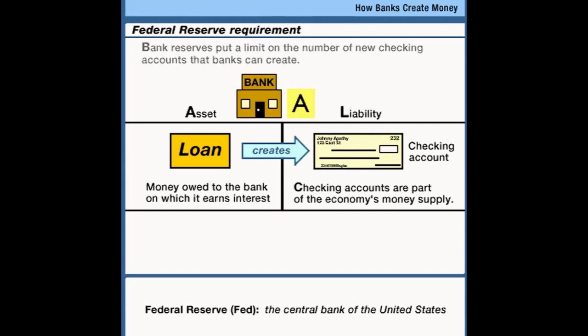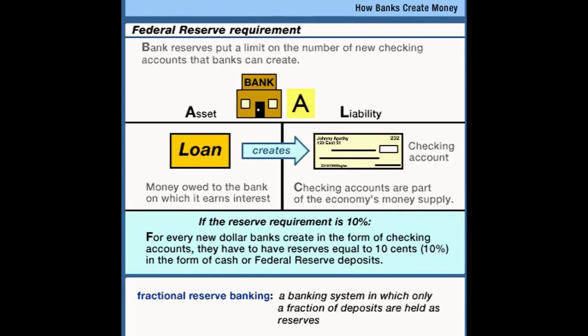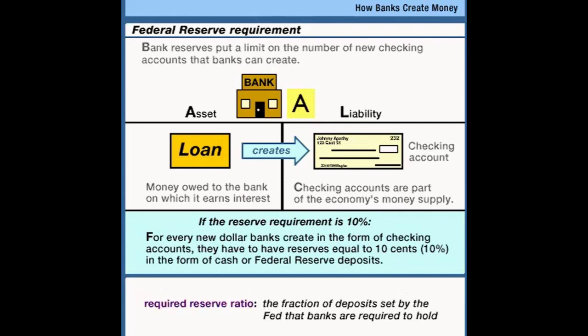And that restriction is that for every new dollar that banks create in checking accounts, they have to have reserves equal to 10 cents. And reserves have to be held in the form either of cash or reserve deposits, that is, the bank's own deposits at the Fed. Now, once you understand that there's a reserve requirement, the process by which banks create money becomes very, very interesting and ends up with the concept that we call the money multiplier. The money multiplier explains how a little bit of action from the Fed can create a lot of new money in the banking system. Let's see how it works.